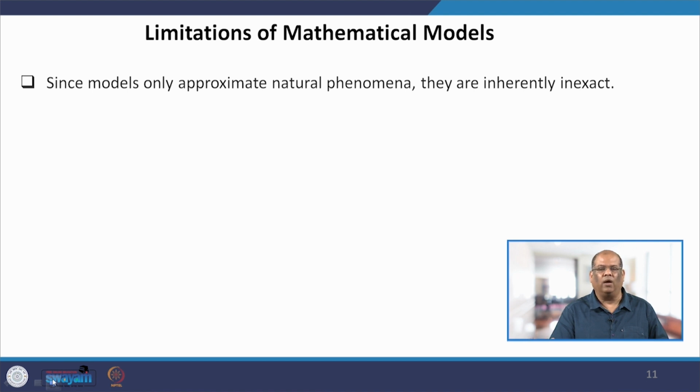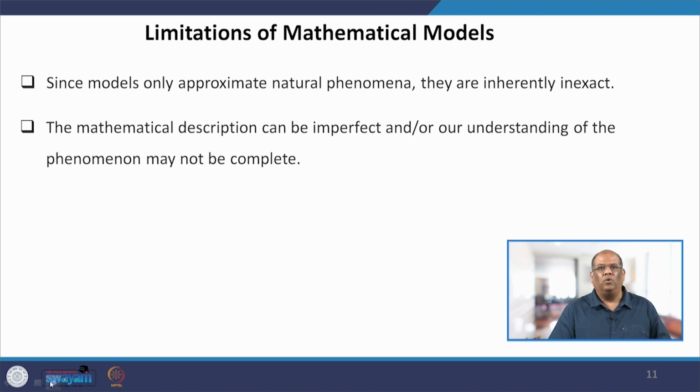We cannot take all the aspects of the real life scenario. So, we take those aspects that are really important while forming these models, and hence these models are some sort of inexact and sometimes wrong. So, that is one of the limitations.